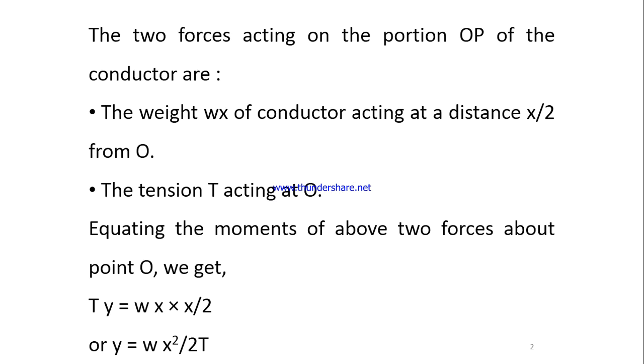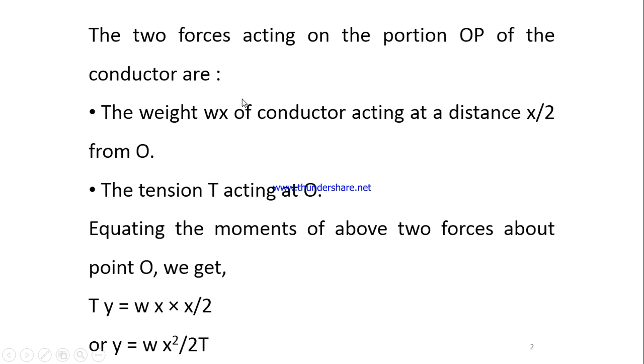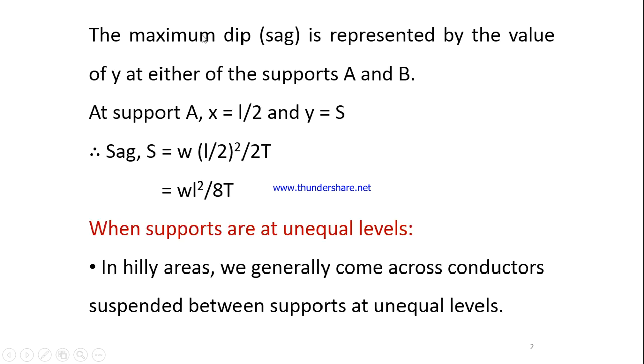Now we have Ty is equal to Wx square by 2, so y is equal to Wx square by 2T. This is the y value. Let the maximum dip be represented by the value of y at the supports A and B. So at support A, x is equal to L by 2 and y is equal to capital S. So S is equal to W into (L by 2) the whole square divided by 2T. We get S is equal to WL square by 8T. This is the case for supports at equal levels.